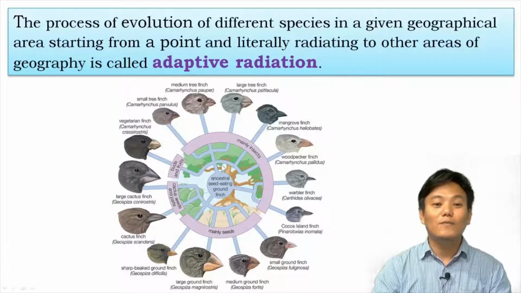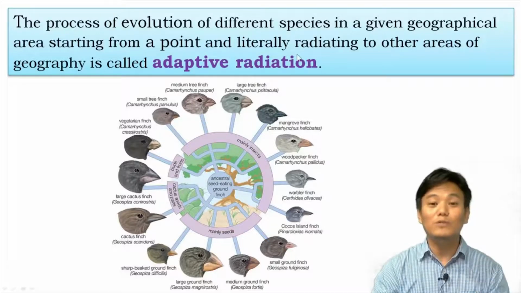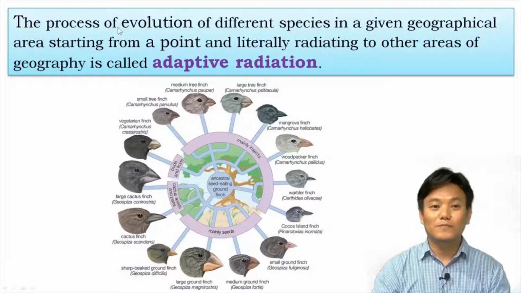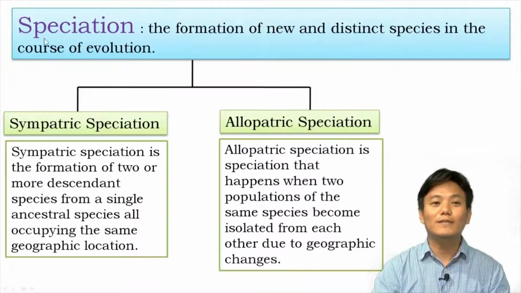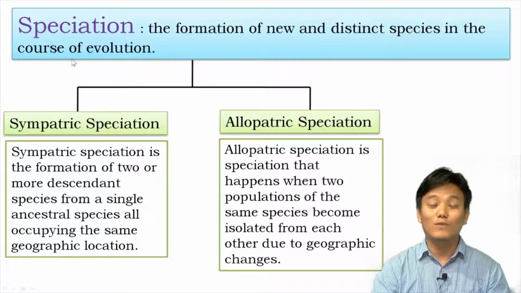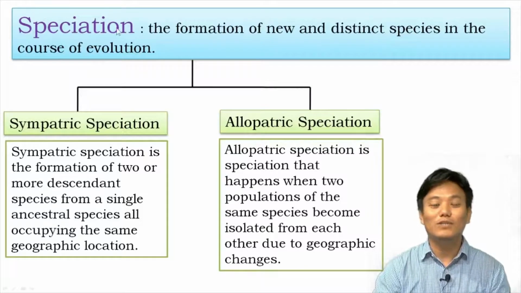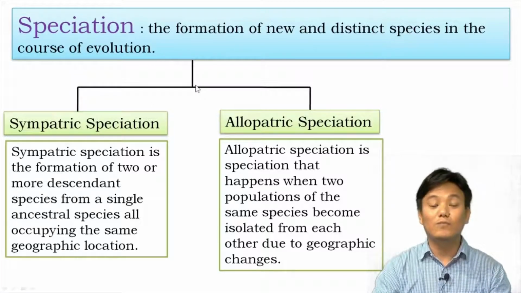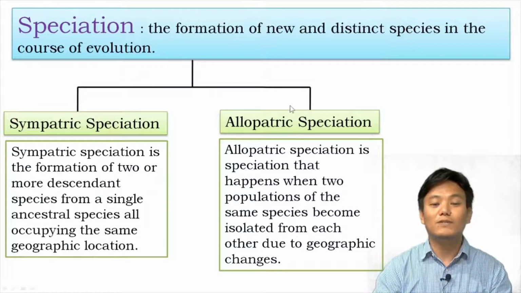Now in this particular process of evolution, there is formation of different species, or new species are formed, and like I told you before, that particular process is also called speciation. The formation of new and distinct species in the course of evolution is called speciation. There are more than two forms of speciation, but I have given two important major types here: sympatric speciation and allopatric speciation.